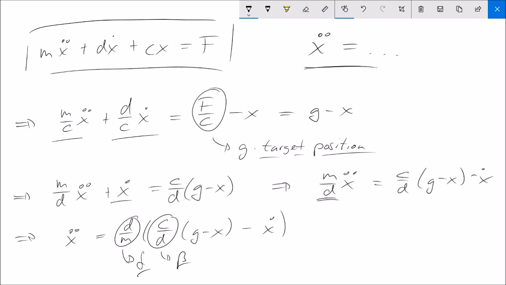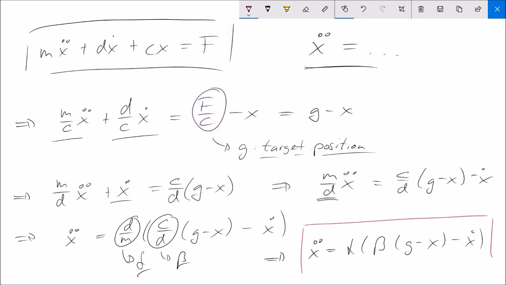So we got then, in the end, the following term: x dot dot is equal to alpha multiplied by beta times (g minus x dot). And this is then, in the end, our trajectory generator. But this form, or this trajectory generator in this form, will simply lead us to our target position g.